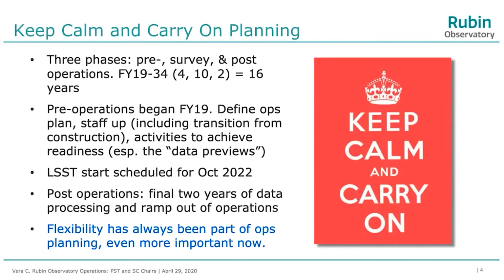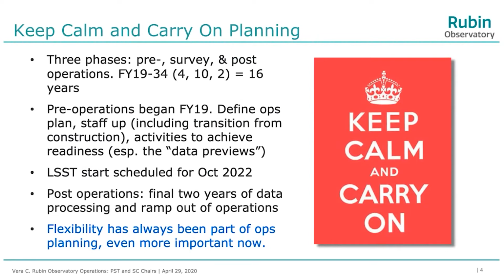However, we should expect that date to slip just because right now, as you know, the summit is closed for COVID-19. And so we'll need to replan. The construction project will be doing replanning or re-baseline, they call it, this fall. Okay, so flexibility has always been part of operations planning. It's just even more important now.